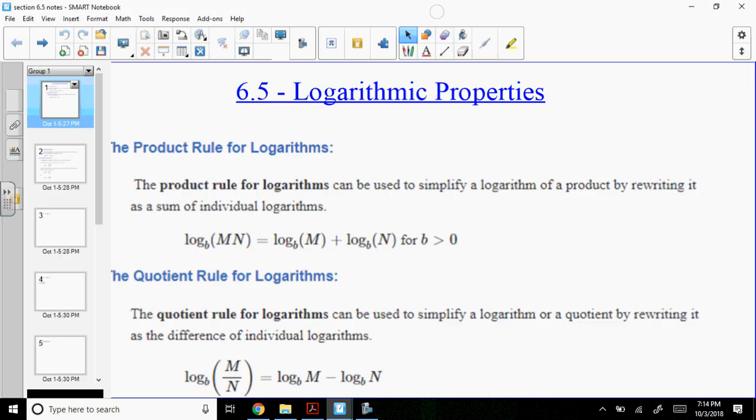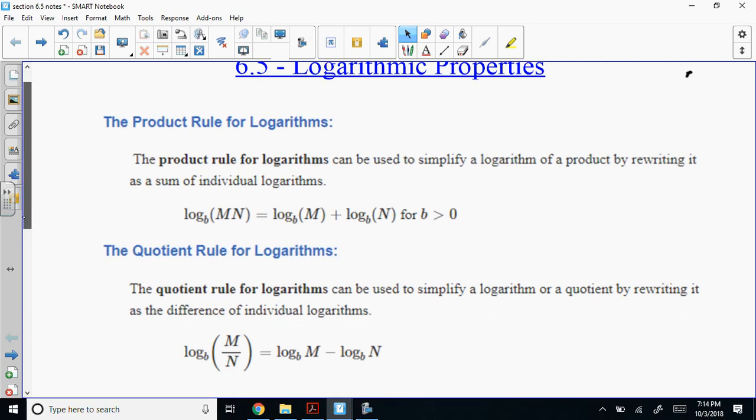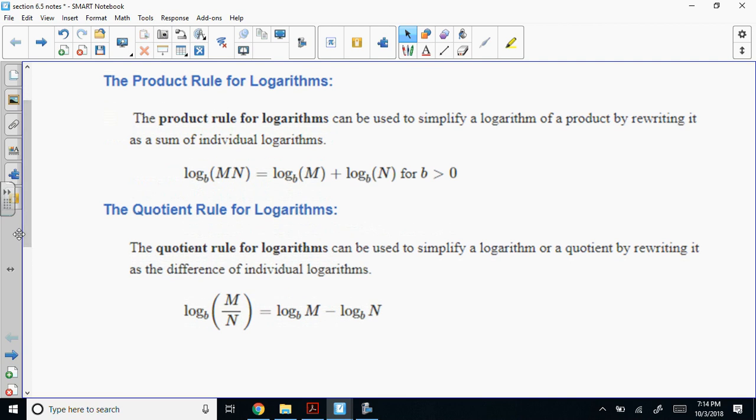6.5. Here we go. You picked those notes up the other night. I had those up there, 6.5 and 6.6. Okay. Log properties, the product rule. If you have two things tied together by multiplication, then you can split them by an addition. Now, they say this is for when the base is greater than 0, right?